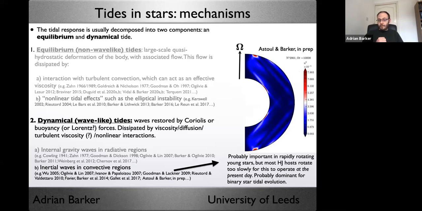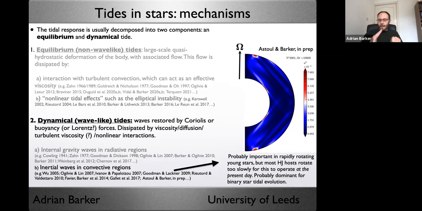So in convection zones, you can excite waves. And if you have rotating stars, then you can have a type of wave called an inertial wave that can exist in a convection zone. So these waves rely on the Coriolis force for their existence, and they have curious properties. In particular, the wave vector makes a certain angle with respect to the rotation axis, depending on its wave frequency. And you can see that in a figure on the right from a simulation of these waves.